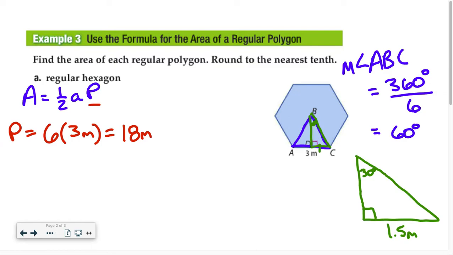Why am I concerned about this right triangle? The length here is the apothem. That a would be the apothem length of this regular polygon. I have perimeter, so finding a will allow me to find the area. Let's use our 30-degree angle. A is the side that's adjacent to that, and the side that we have, 1.5, is opposite it, so I should use tangent. Tangent of my angle is equal to opposite, 1.5, over adjacent, which is a.